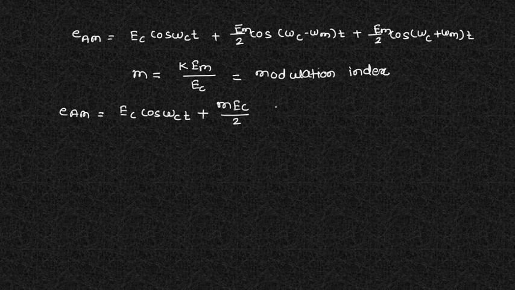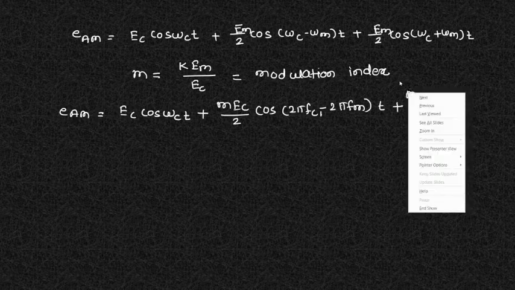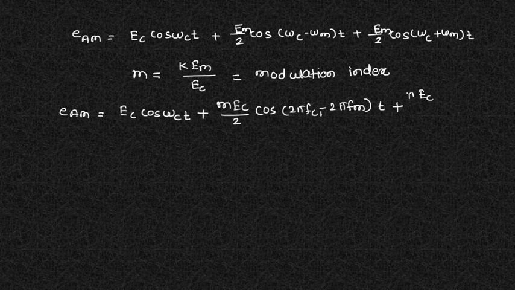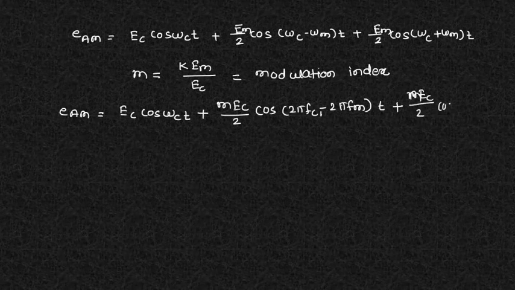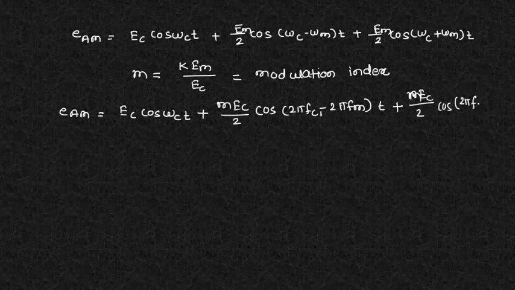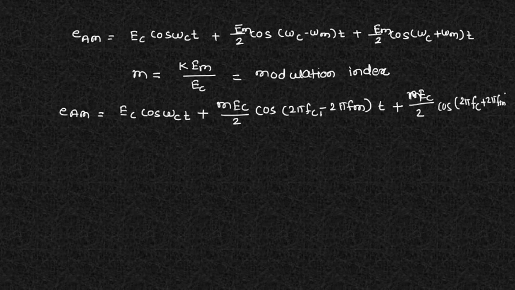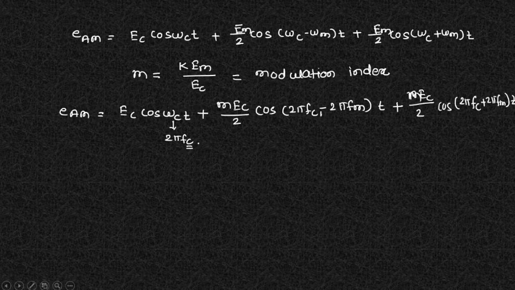Now omega c minus omega m is nothing but 2 pi fc minus 2 pi fm t, plus again m Ec, its modulation index, by 2 cos of 2 pi fc plus 2 pi fm t. Okay. So now, this omega c is nothing but 2 pi fc. So I have got a carrier frequency. How many frequency components do I have in this equation? fc, fc minus fm, fc plus fm.